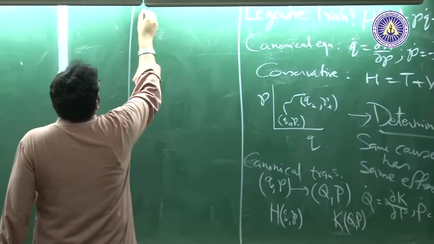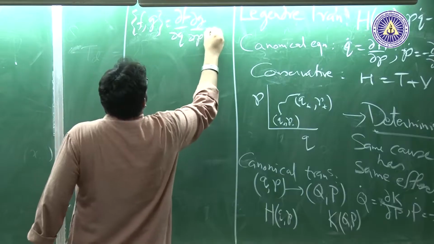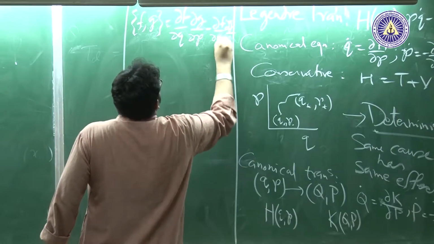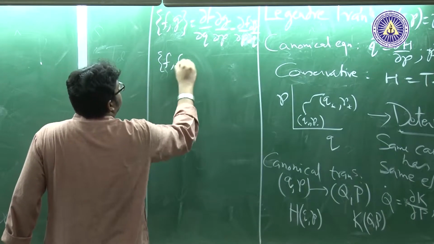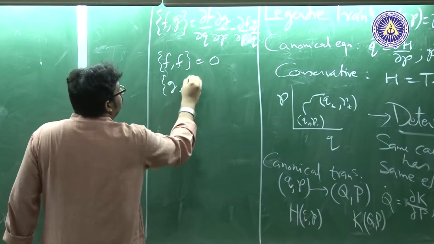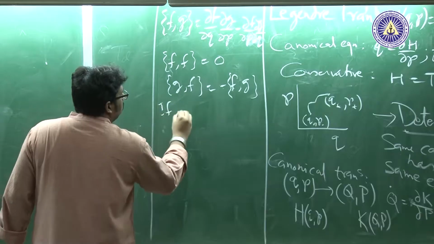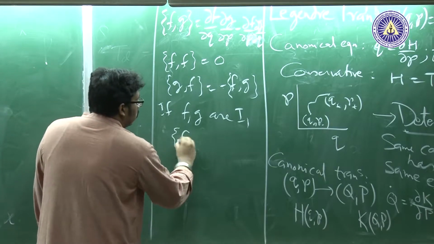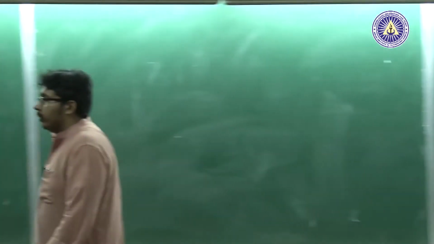We also discussed some other things related to Poisson brackets. So what was the Poisson bracket? This is nothing but del f del q del g del p minus del f del p del g del q. Given this definition, it's easy to see that the bracket of f with itself will be 0, and the bracket of g, f will be minus the bracket of f, g. And also we found out if f and g are first integrals of motion or conserved quantities, then the bracket of f, g is also a conserved quantity. That's what we had found out.